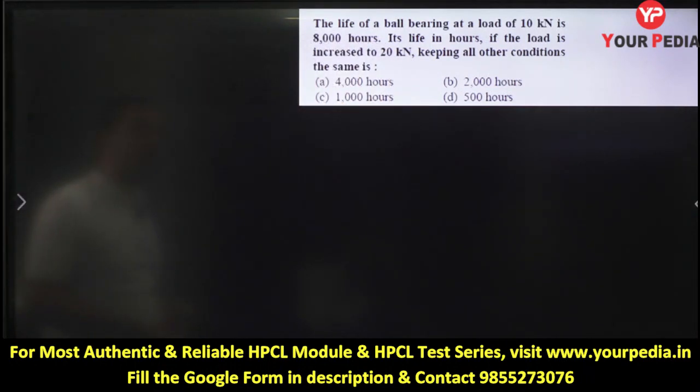Let's go to the next. The life of a ball bearing at a load of 10 kN is 8000 hours.